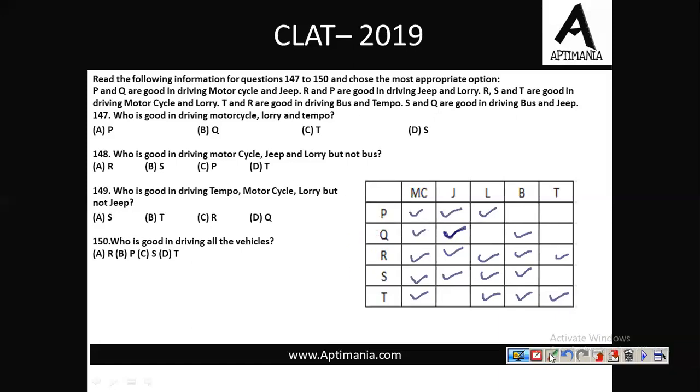Now let us move to the question part. The first question is, who is good in driving motorcycle, lorry, and tempo? M, L, and T. So I think P is not the one. उसका T में tick नहीं है, Q भी नहीं हो सकता है. R can be the one, fine, or T can also be the one. So the answer could be either R or T, but R is not in the option. So the correct answer is option C, that is T.